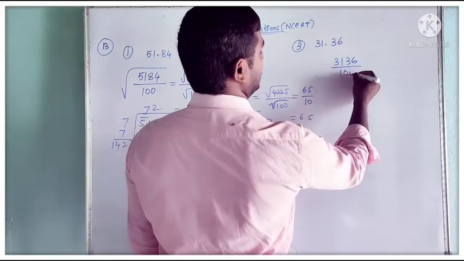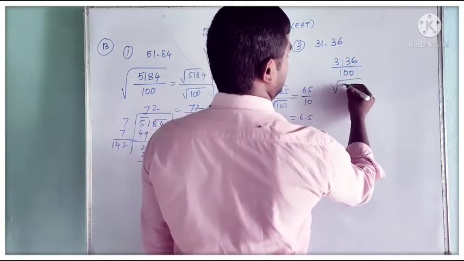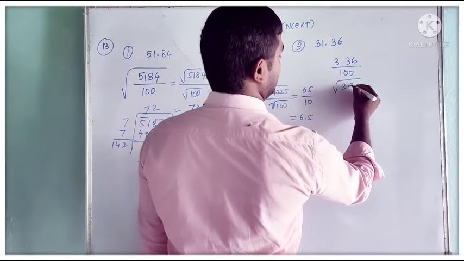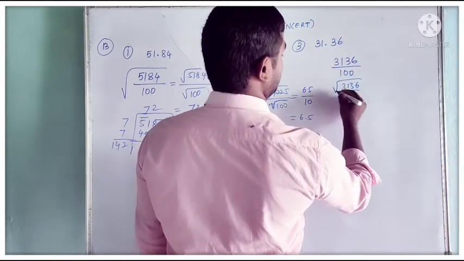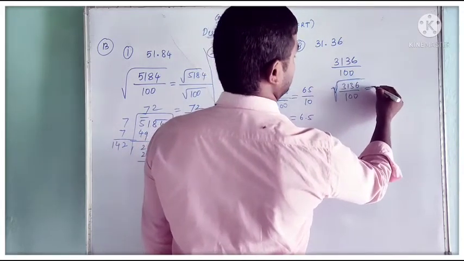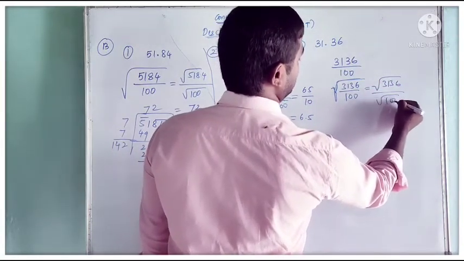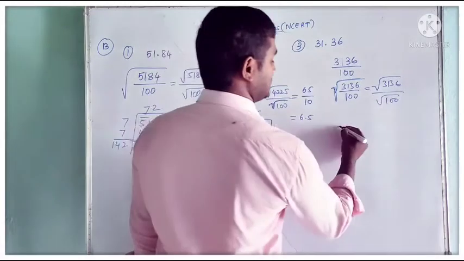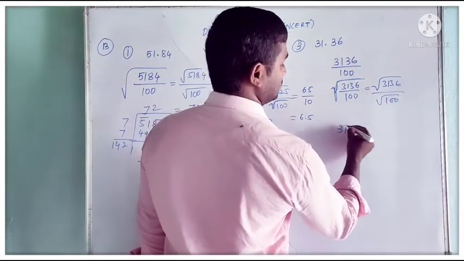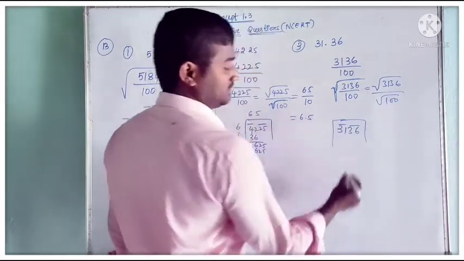Square root of 3136 by 100. This we can write as square root of 3136 by square root of 100. So we need to find the square root of 3136. By using the long division method we can do it here.